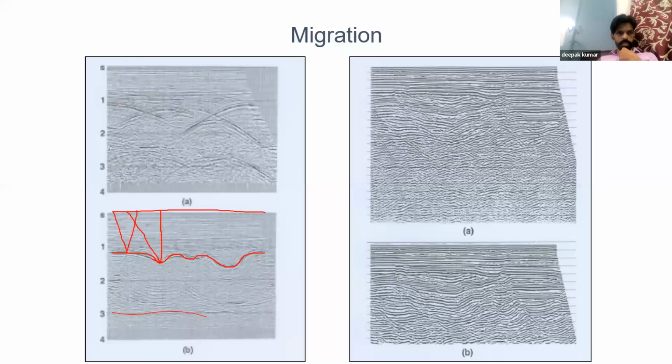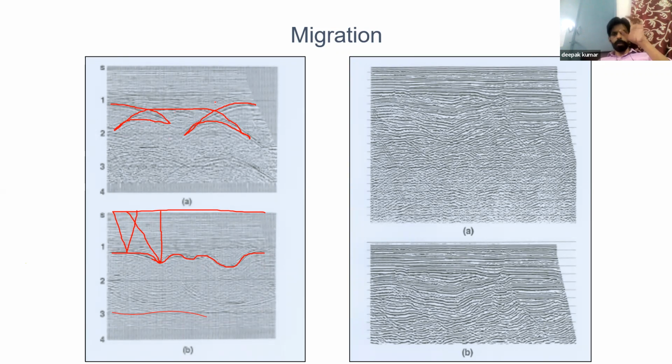But what happens here is there is a formation of a bow tie. What is a bow tie? This kind of bow tie effect is happening. That means my actual reflectors have not been imaged because of this bow tie effect, and we have to remove the effect of these bow ties to get the actual reflector. And because of that, migration is important.